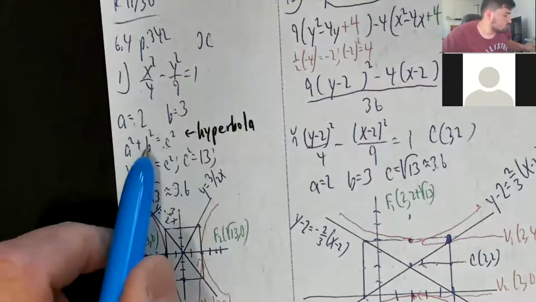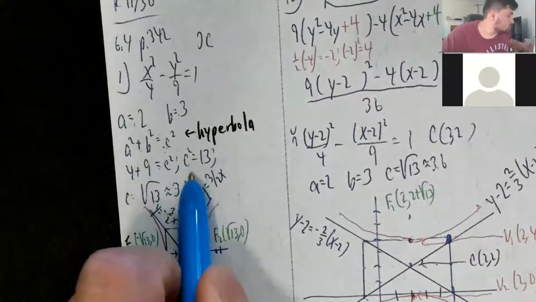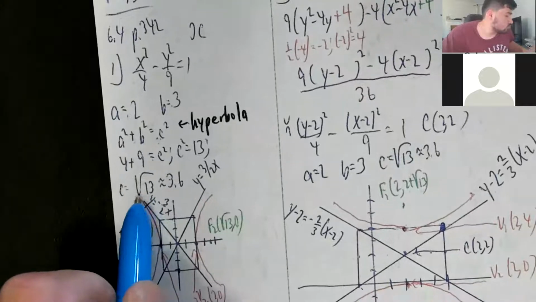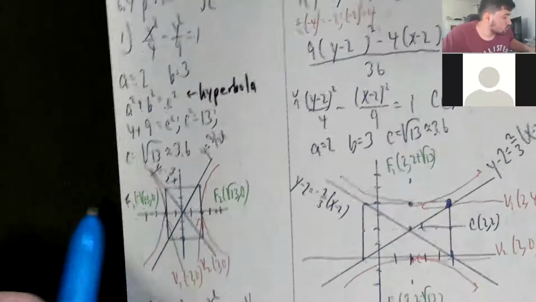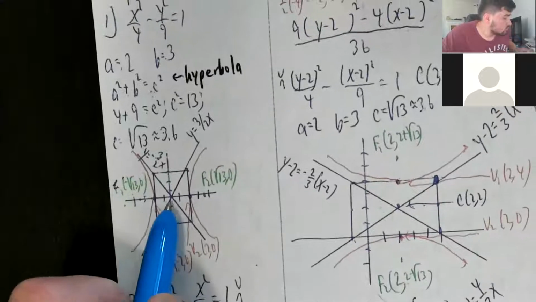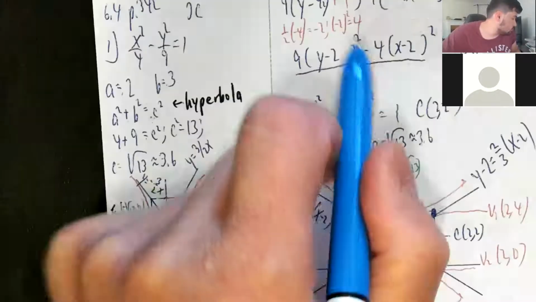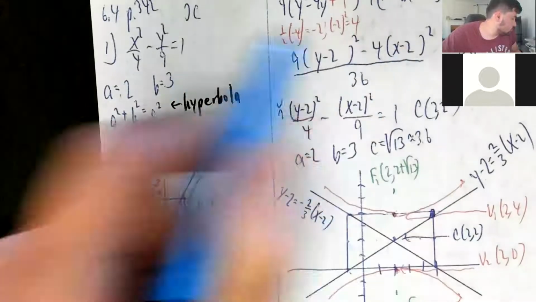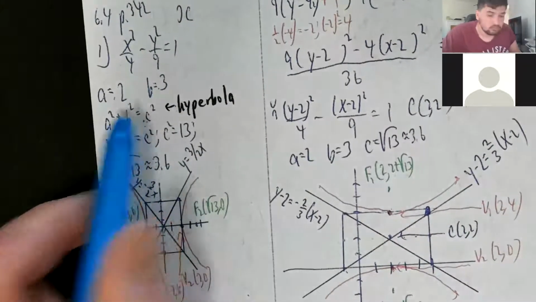All right, so A squared plus B squared equals C squared. 4 plus 9 is C squared. C squared is 13. C is radical 13, which is about 3.6. So here we go. Center at the origin. When is it not center at the origin? Well, when you have this plus and minus stuff. Just like all the others. Parabola was like that. Ellipse was like that. Hyperbola was like that, right?